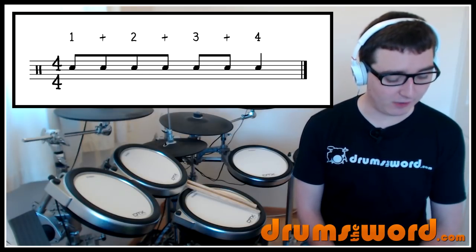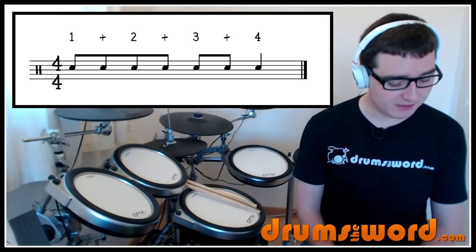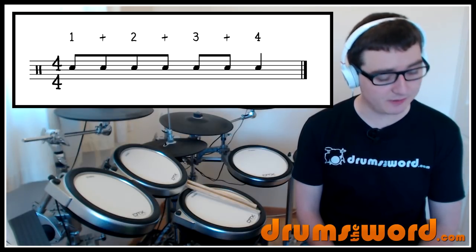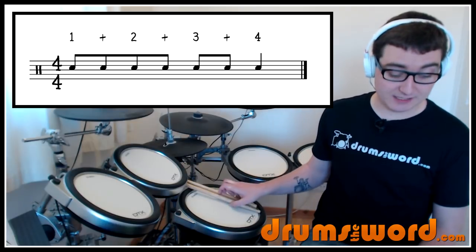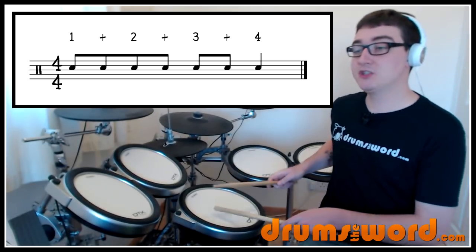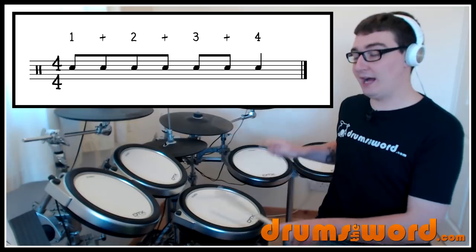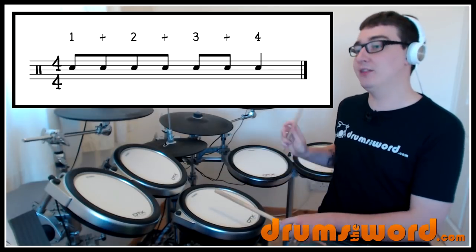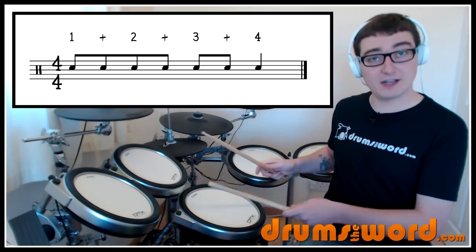Here's a bar of 4/4 again. The first three counted beats of the bar contain 6 eighth notes, and the last counted beat contains a quarter note. This bar will be played and counted like this. So one and two and three and four and one and two and three and four and. Nice and simple.